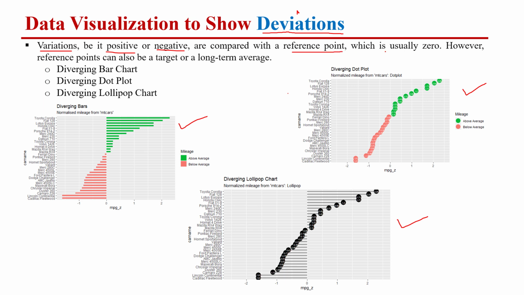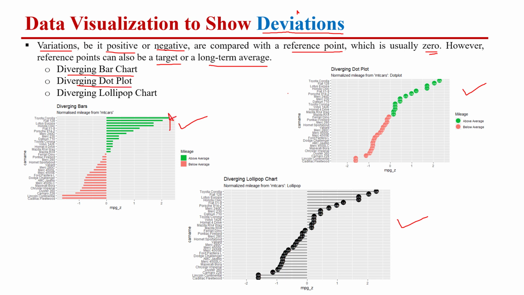That reference point could be zero, from where we would like to see how many bars, dots, or lollipops are lying on the left side of that zero point, or how many bars are lying on the right-hand side of that reference point. As a reference point, you can also use a target number or the average value. For this kind of data visualization, we can use a diverging bar chart or a diverging dot plot.